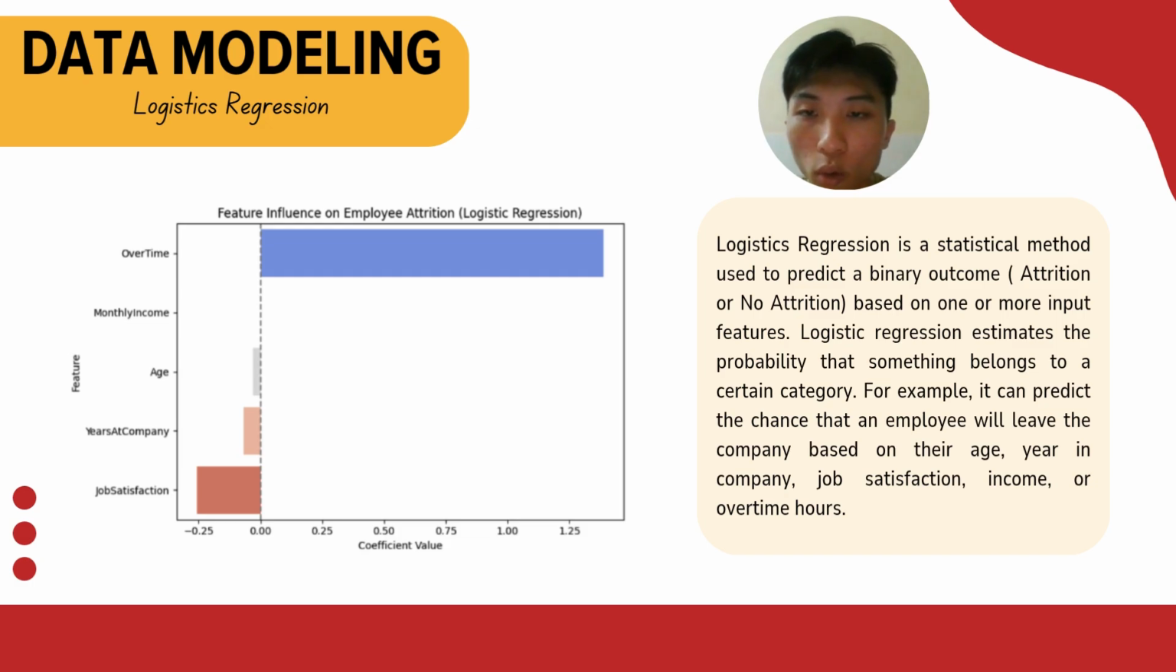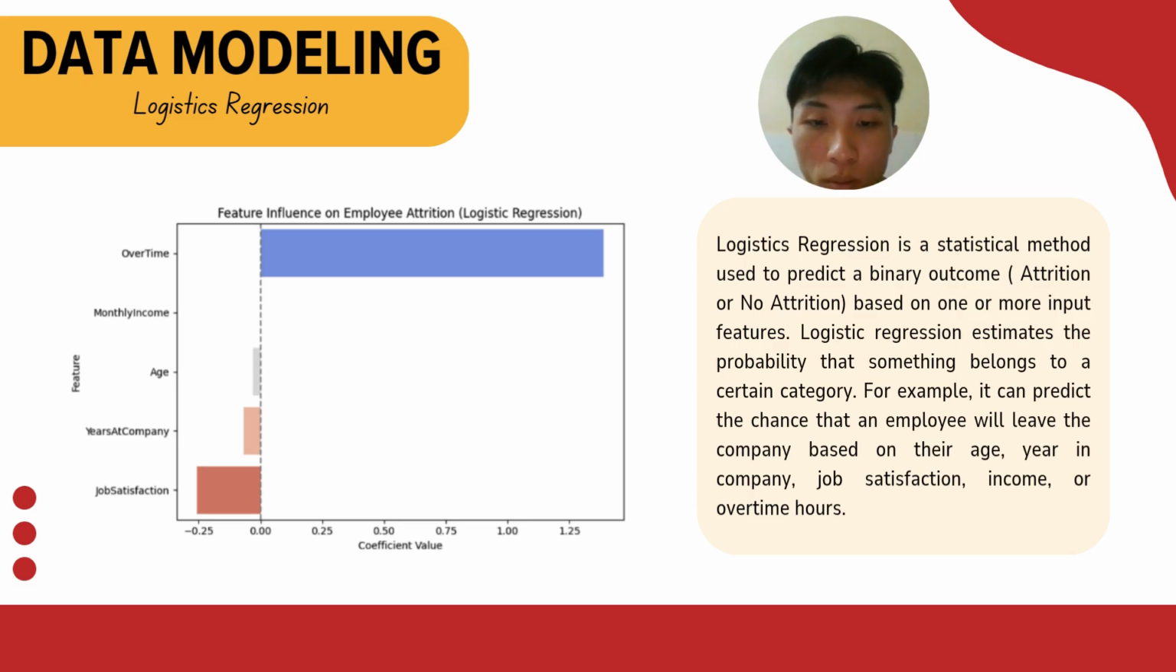The first model we use is the logistic regression. In this result of the logistic regression, overtime has the highest positive impact on employee attrition, which means that the higher the overtime, the higher the chance of the employee leaving the job. In the opposite direction, job satisfaction has the highest negative impact on attrition, which means that the lower the job satisfaction, the higher the chance the employee wants to leave the job. And one more thing, monthly income has a minimal impact on attrition based on this logistic regression.